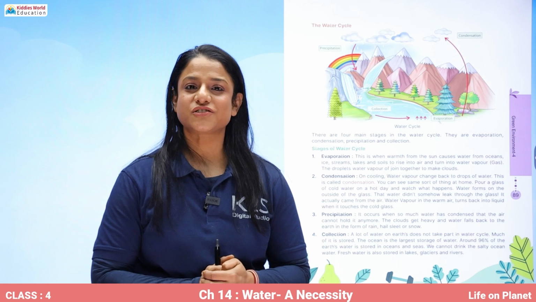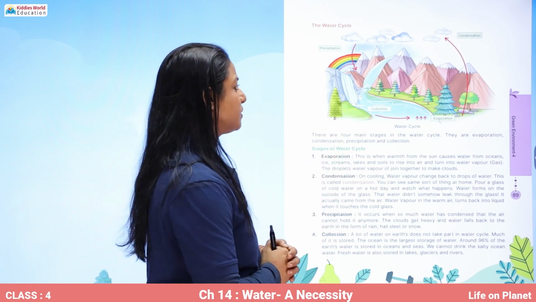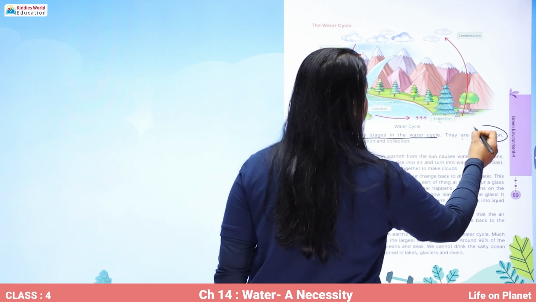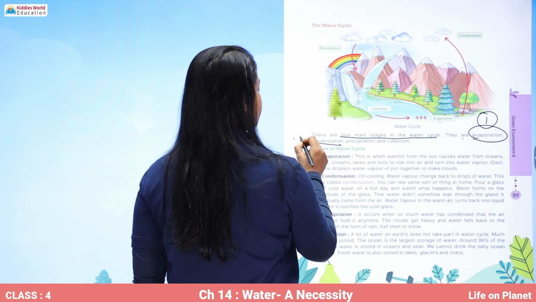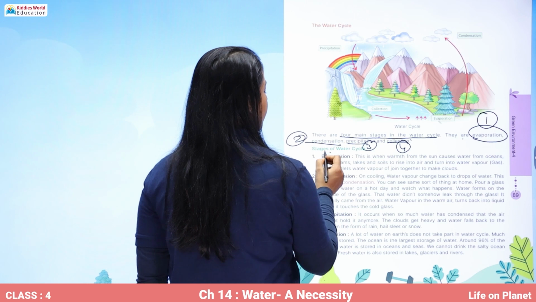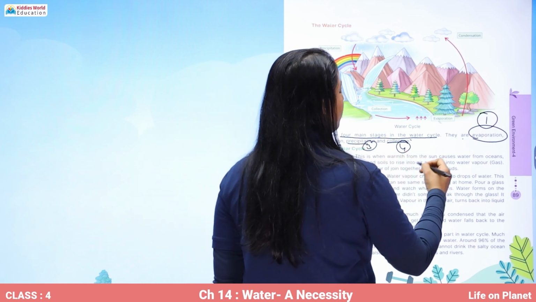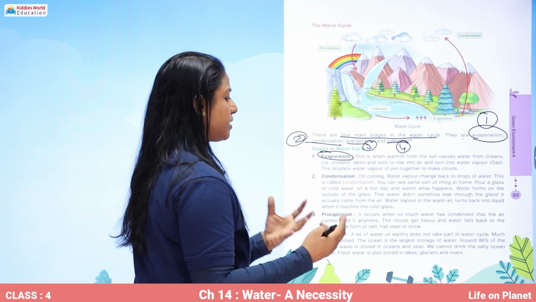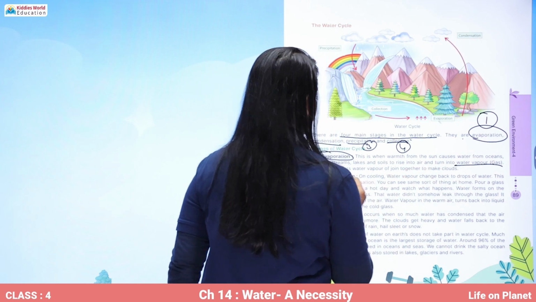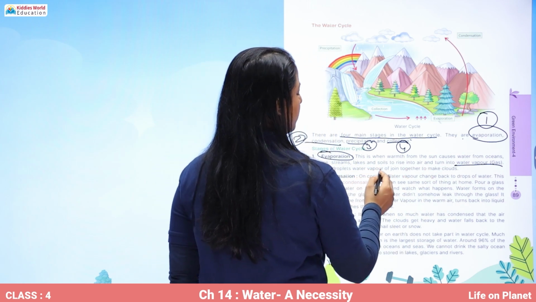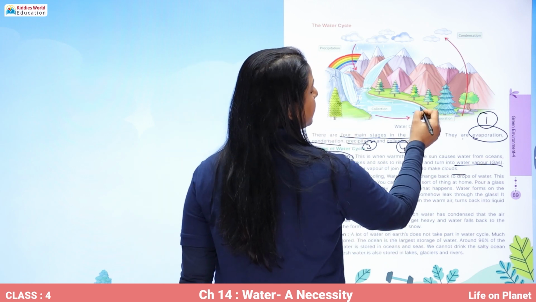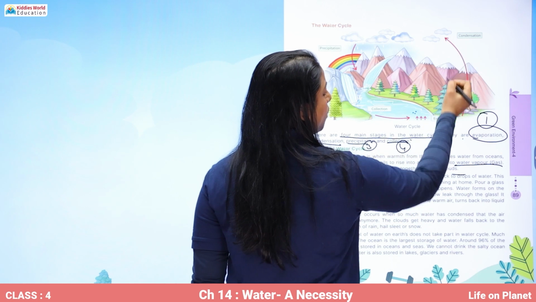So this is a very interesting process in our nature. Let's read it out. There are four main stages in the water cycle. They are evaporation, condensation, precipitation, and collection. Now, evaporation. This is when warmth from the sun causes water from the ocean, ice, streams, lakes, and soils to rise into the air and turn into water vapor. The water vapor droplets join together to make clouds. So, water from the water bodies gets heated and converts into water vapors.